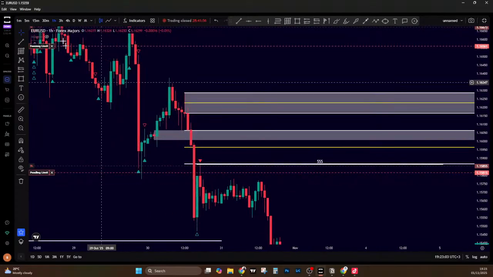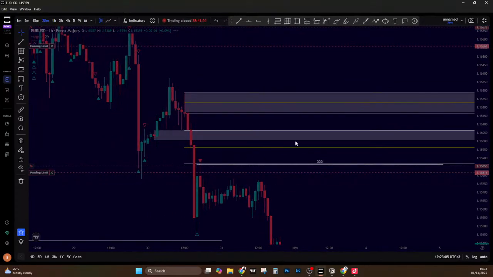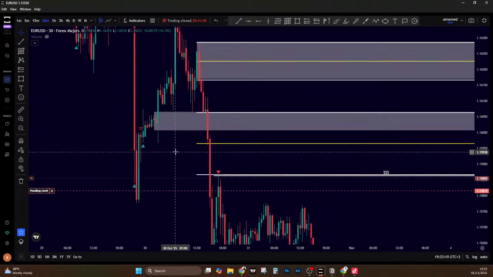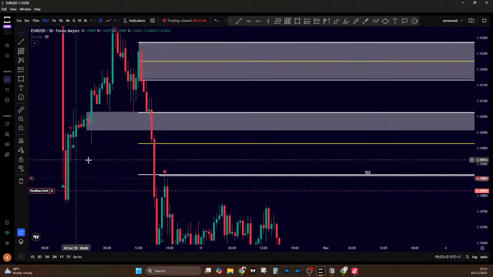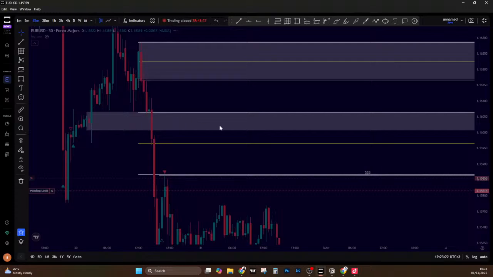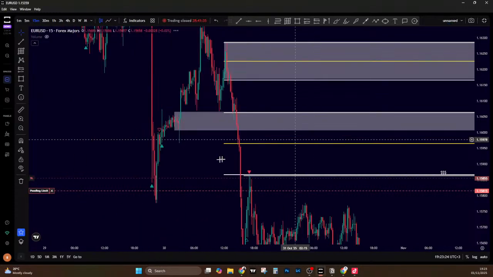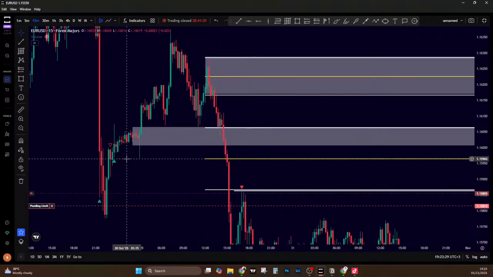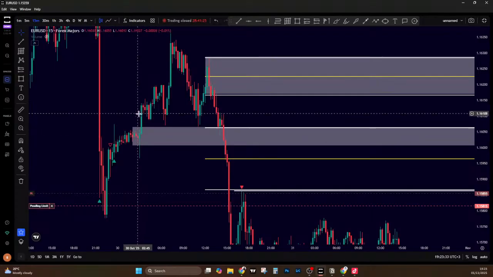Okay. So let's go to 30 minutes. At the base, still I cannot see anything. At the 50%, my breaker block still stands. Into 15 minutes. At the base, nothing yet. Here I can see this resistance area here.